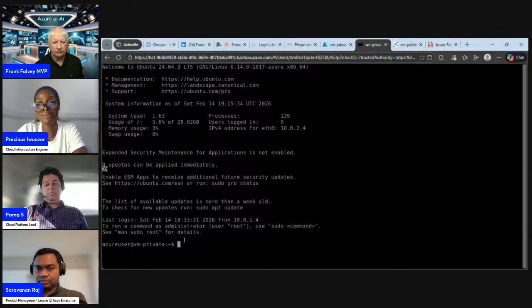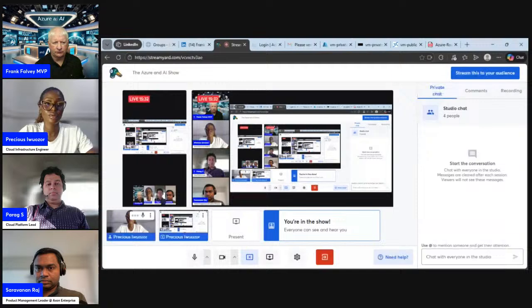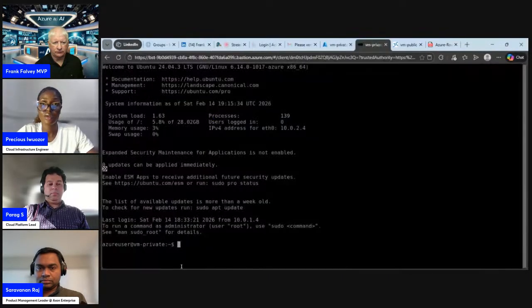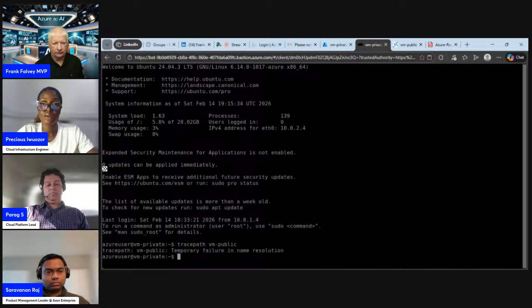Okay, here. This server is already up. I'm going to track the path. I'm going to track the public VM path. Temporary failure.